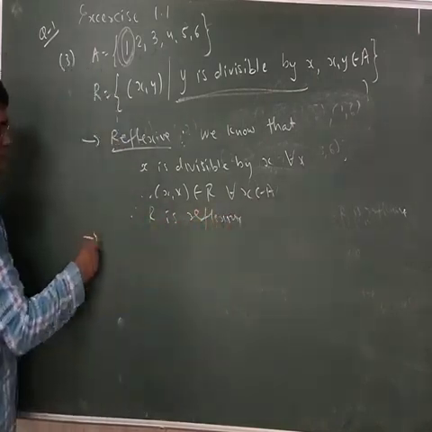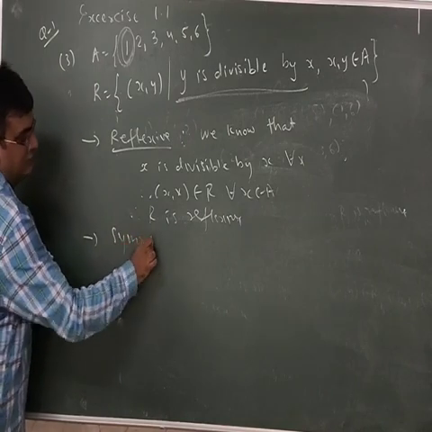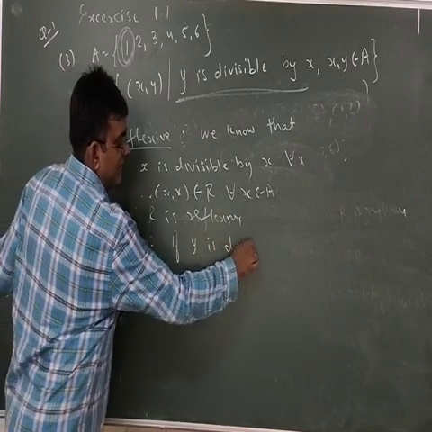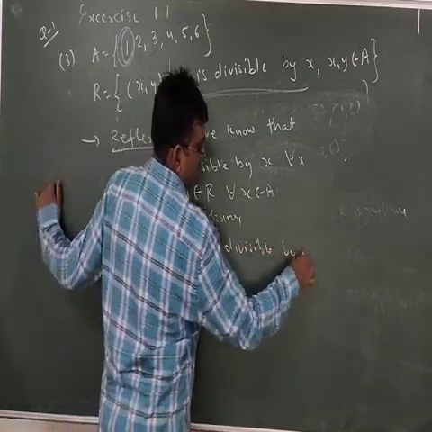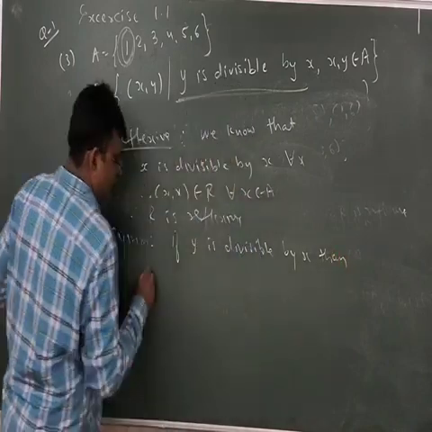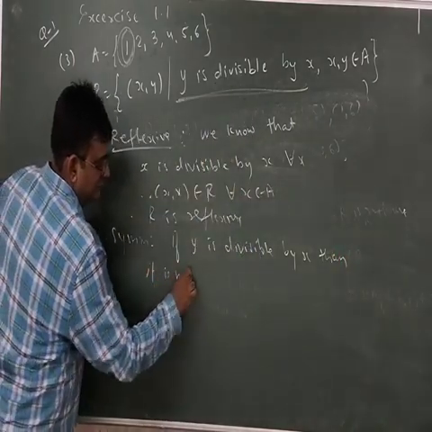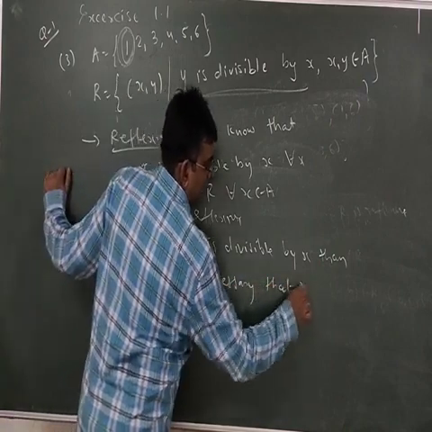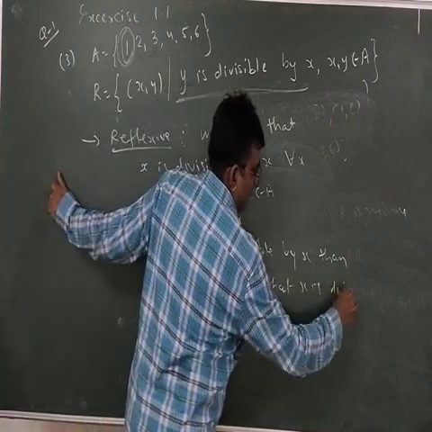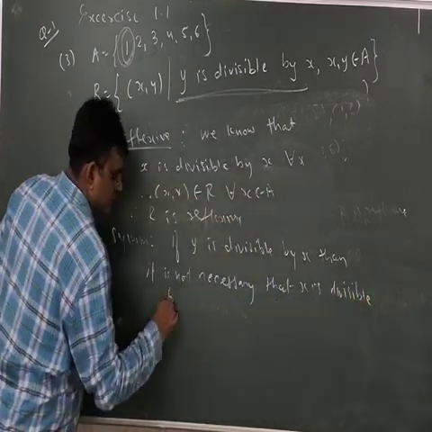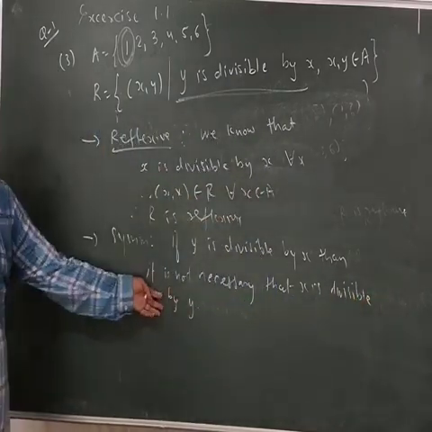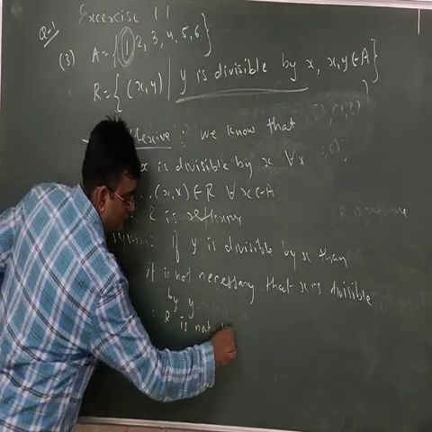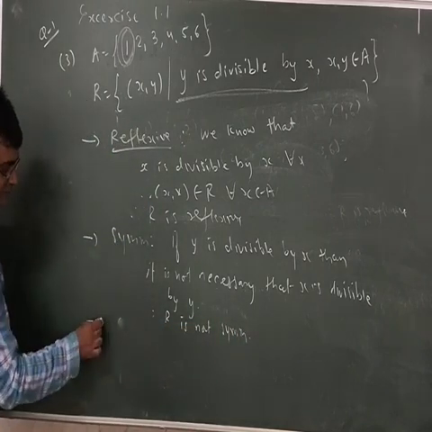What about symmetry? For symmetry, you can see that if y is divisible by x, then it is not necessary that x is divisible by y. This is the basic property of divisibility. Therefore, R is not symmetric. What about transitive?